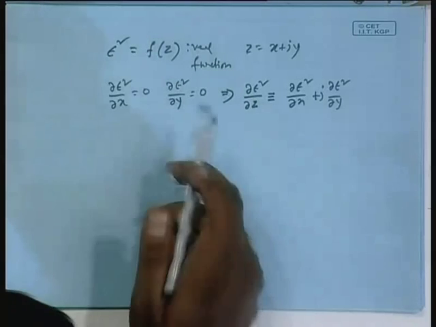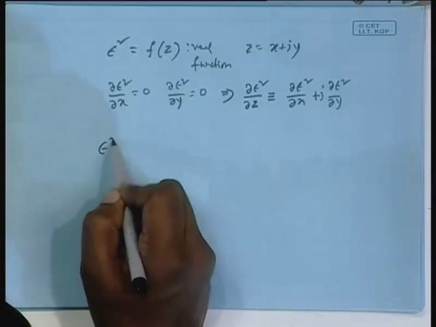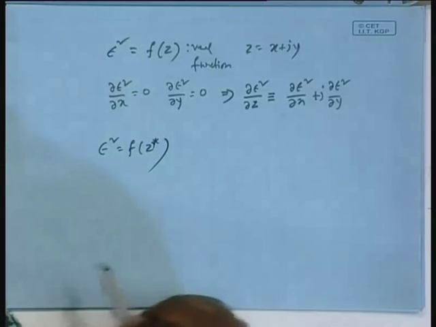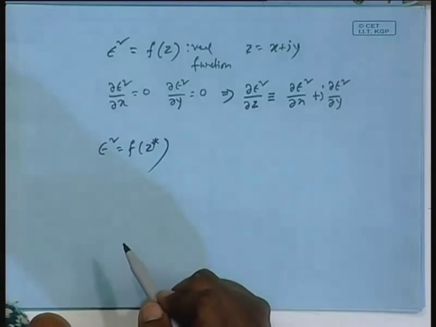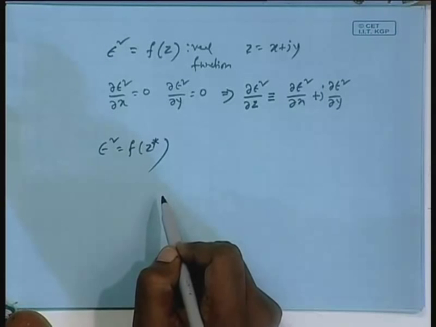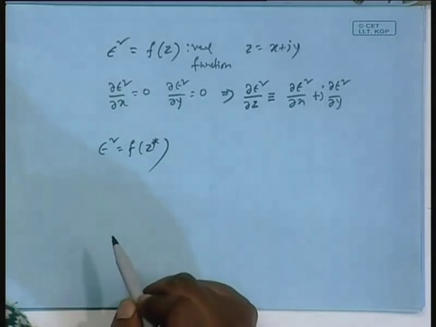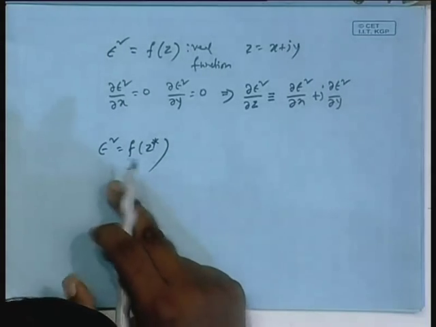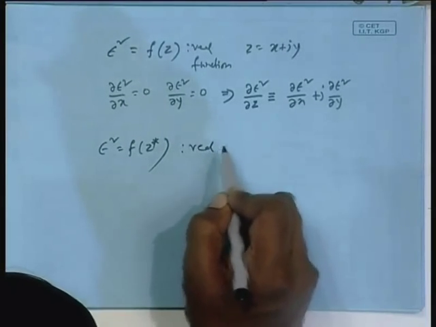Then suppose epsilon square is not a function of z, but a function of z star. Still it is a real function of x and y. Suppose z star comes in this function, but finally it is a real function. So still, it is a real function.